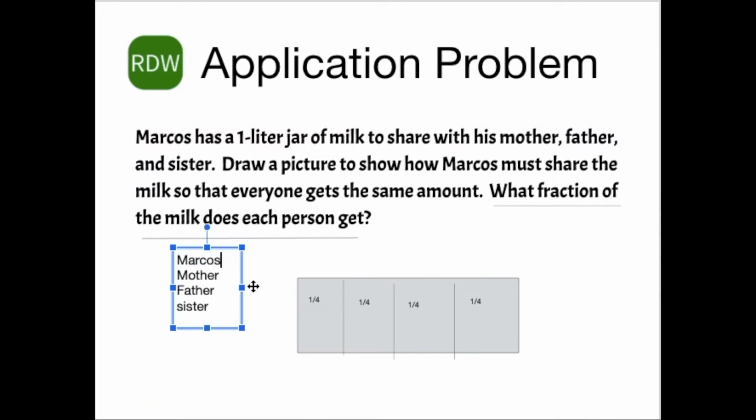Marcos would get 1/4 milk. His mother would get 1/4 milk. His father would get 1/4 milk. And his sister would get 1/4 milk.